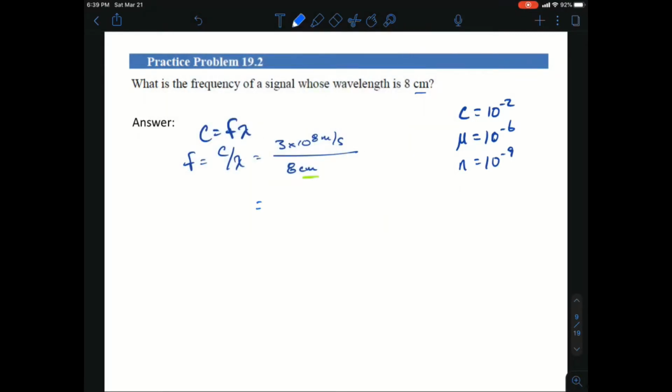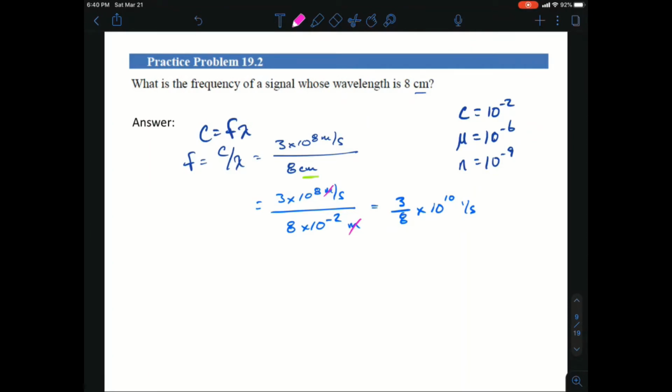And that's going to be 3 times 10 to the 8th meters per second all over 8 times 10 to the negative 2 meters. And then we do this again. The one thing I want you to remember is you're dividing again by that power of 10, so we're going to end up with 3 divided by 8 times 10 to the 10th power per second, because we can cancel out the meters there.